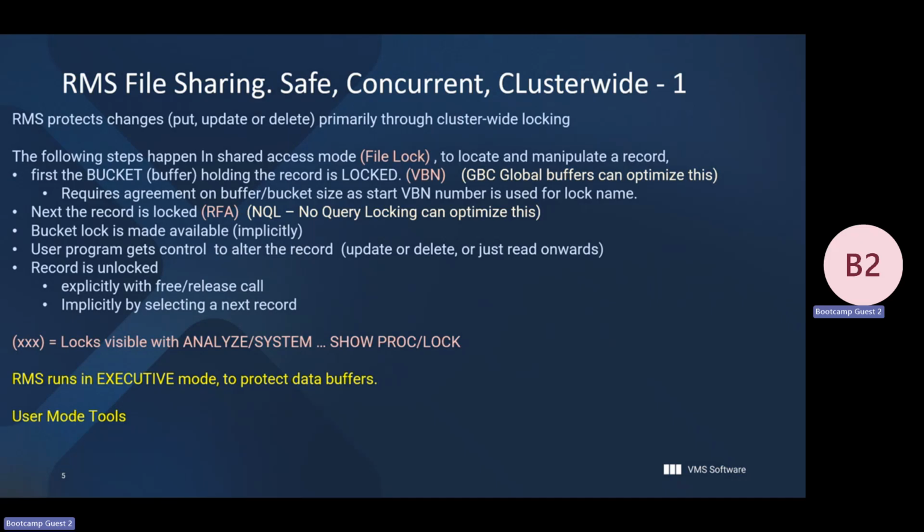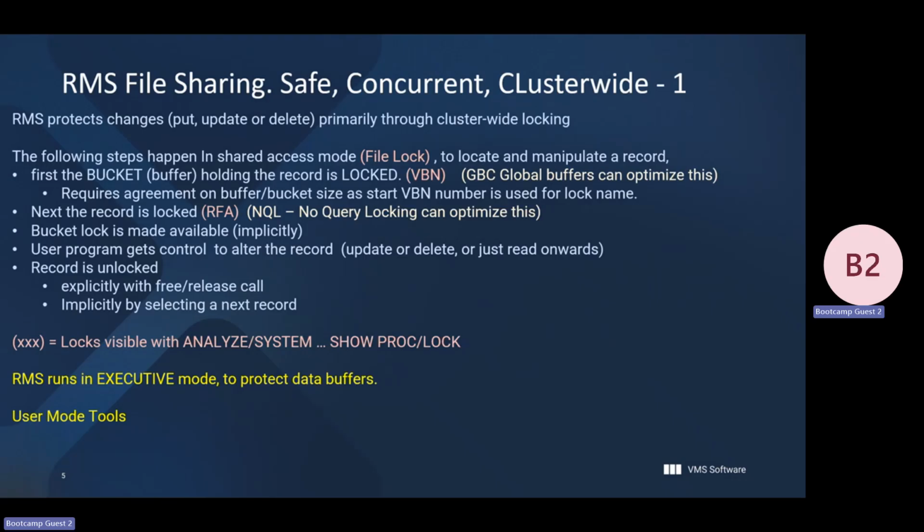Because in order to get to a record, we read a bunch of blocks from the disk, we find our record and we update it. But now that bunch of blocks from the disk is in my process, and next to it is somebody else's record. So we don't want my code accidentally writing over somebody else's record. So RMS did this by locking, first of all.